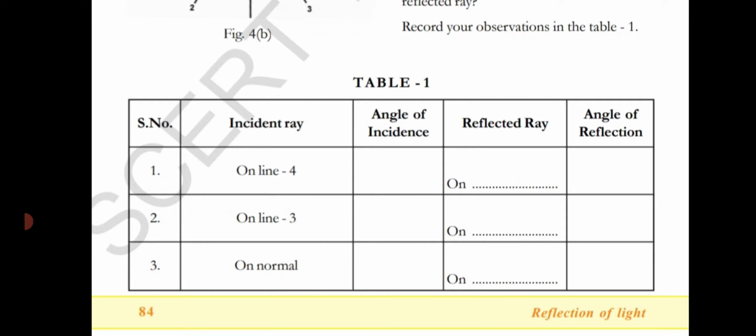Reflected ray, where is it? Angle of reflection, what is it? On line 3, on the normal. You have to do this, children. Try at home to do this activity to find out.